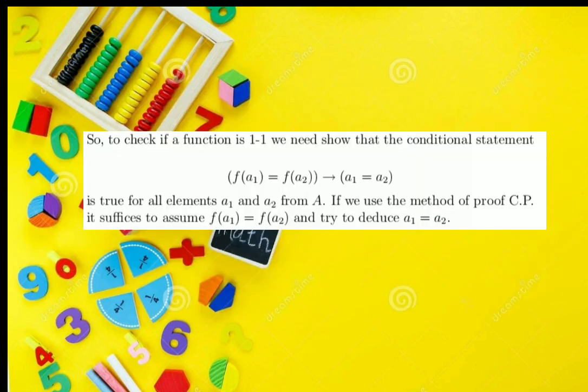Next, to check if a function is one-to-one, we need to show that the conditional statement f(a1) equals f(a2) implies a1 equals a2 is true for all elements a1 and a2 from A. If we use the method of proof CP, it suffices to assume f(a1) is equal to f(a2) and try to deduce a1 is equal to a2.